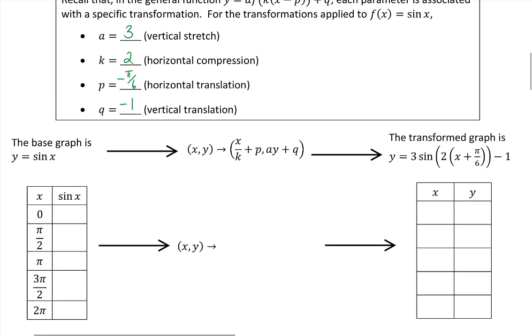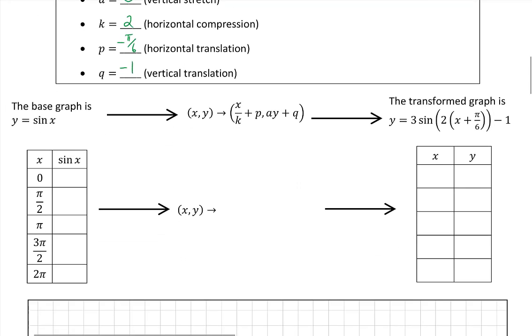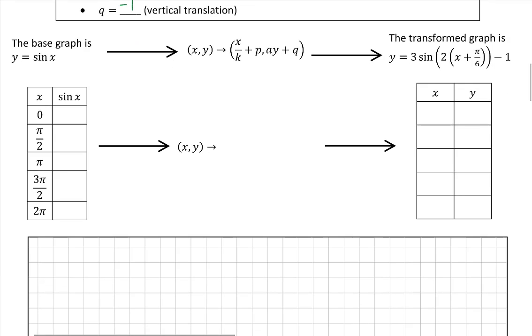Subbing these parameters into our sine function gives us the following equation: y equals 3 sine 2 times (x plus pi over 6) minus 1. So first we need the base graph of sine to develop our table of values. So here is the base graph of sine.